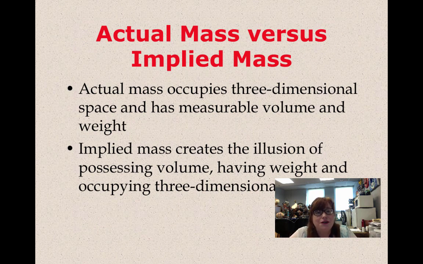So works of art can also have actual mass and implied mass, just like we have actual line and implied line. Actual mass occupies three-dimensional space and has measurable volume and weight. Implied mass creates the illusion of possessing volume, having weight, and occupying three-dimensional space. So let's see how that works out.